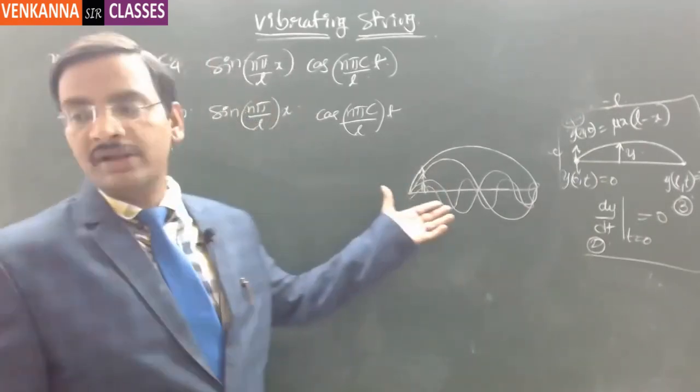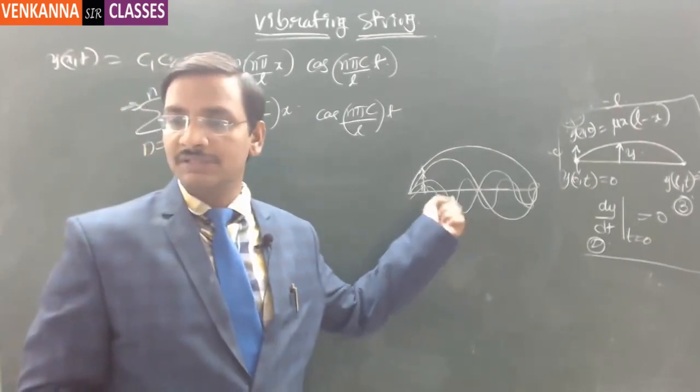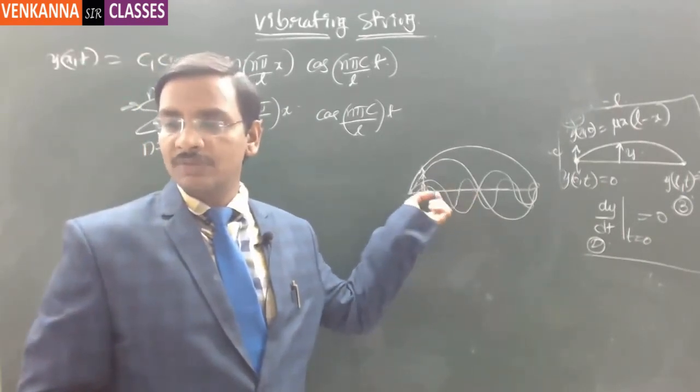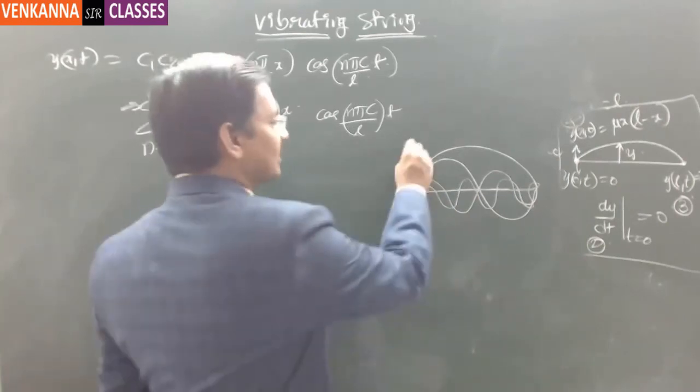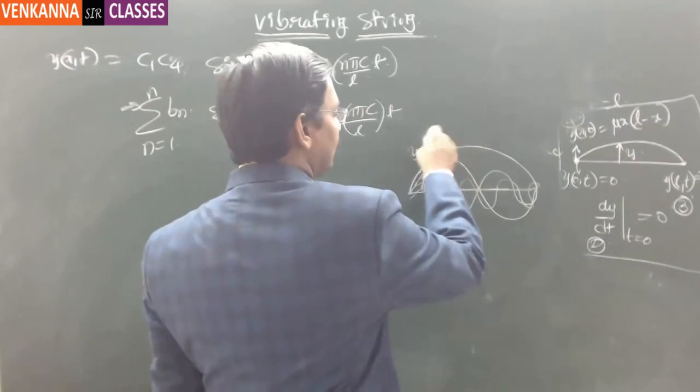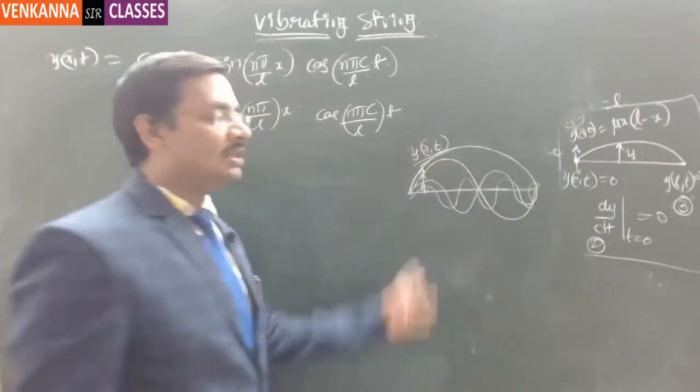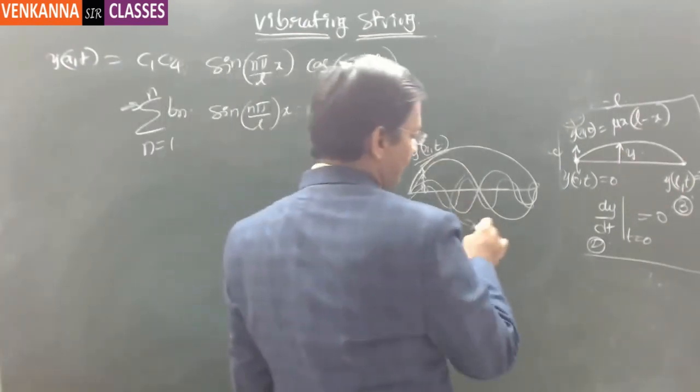So there are an infinite number of waveforms generated for a single displacement, and all the waveforms together lead to a single value there. That will be the actual position y of x comma t at any location and at any time t. Got it? And all these things are called harmonics.